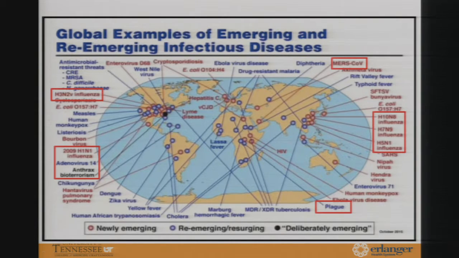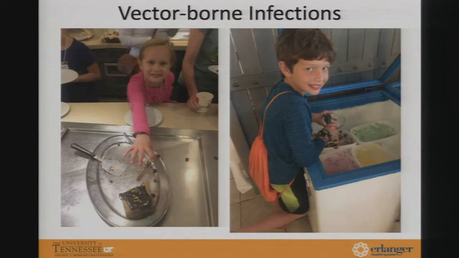Okay. All right. Okay, just a little bit on vector-borne infections. And these are my kids, so I can make this kind of joke about them. There's my wife here. Our kids. This is our Annie girl. This is one way you can get vector-borne infections, by eating in places that have lines and serve yourself.